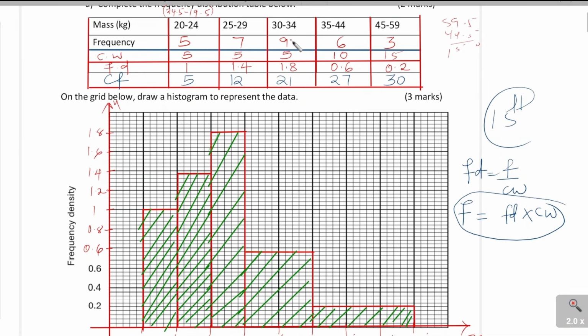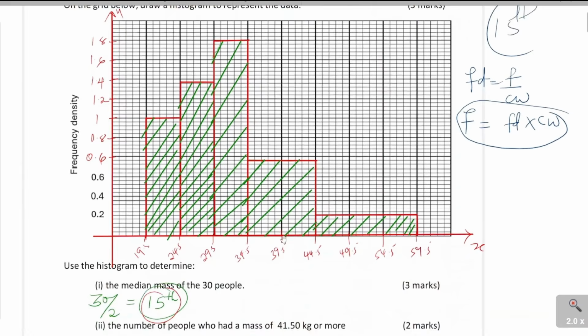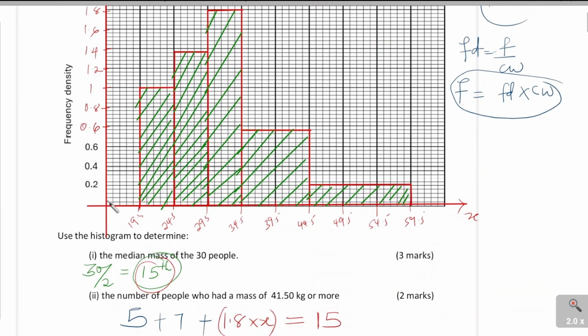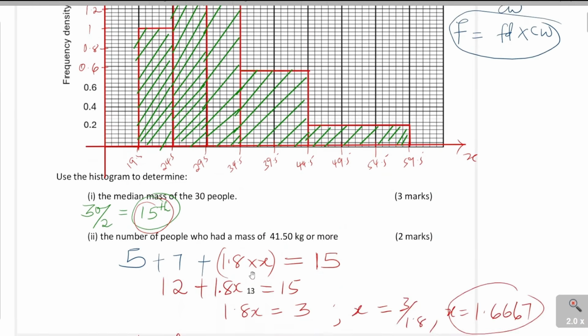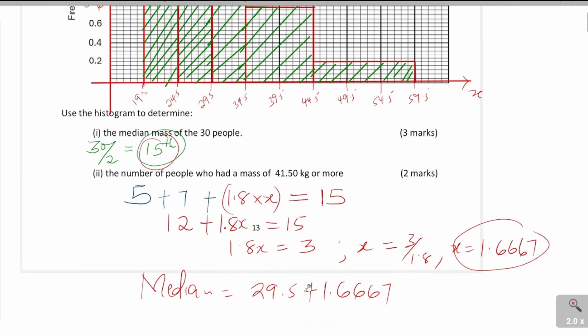So what we don't have there is the class width, and we have already obtained the class width that we are going to add from that class, that is from here. We add a certain width, which is 1.6667. So when you add these, you'll get 31.1667. That will be the median.